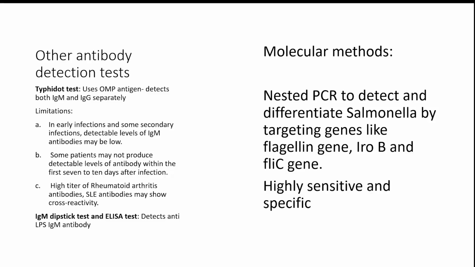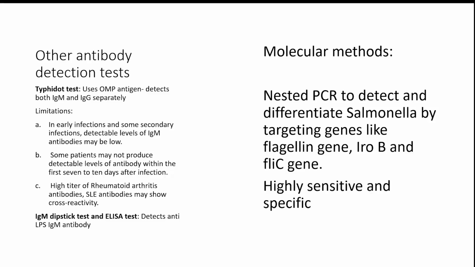There are nested PCRs to detect and differentiate salmonella by targeting genes like flagellin gene, IROB gene, FLIC gene. They are highly sensitive and specific. So why are these nested PCR highly sensitive and specific? Because they are nested PCR. What do you mean by nested PCR?